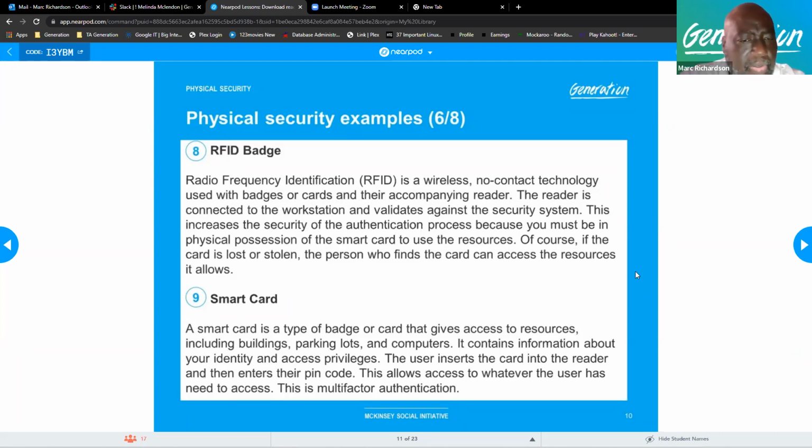You've got the card and you have to enter, it's 2. You have to enter the PIN code that goes with the card. It's kind of like your ATM cards. So just remember that multi-factor authentication, that's the type of thing. It's something you have in this case, which is the card, and something you know, which is the PIN code. Okay. Right, Jerusalem. Good job.